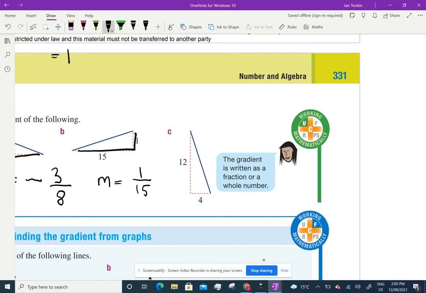This one, it's going down, negative. It's rise, 12. It's run, 4. Now, if you left it like that, that would be right. But if you type it into your calculator, it will give it to you. But we always use an improper fraction. Don't make a mixed numeral. You'll go 4 goes into 12 3 times. It's got a gradient of negative 3.